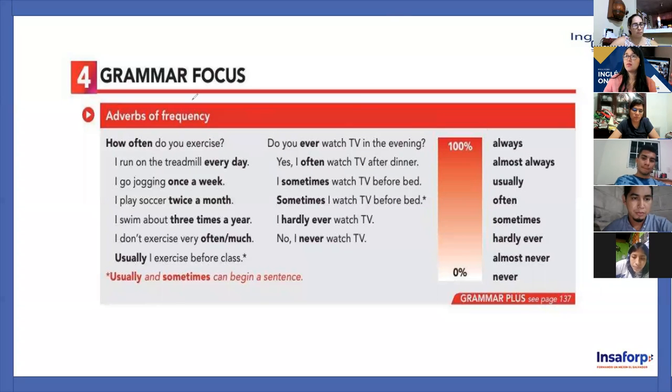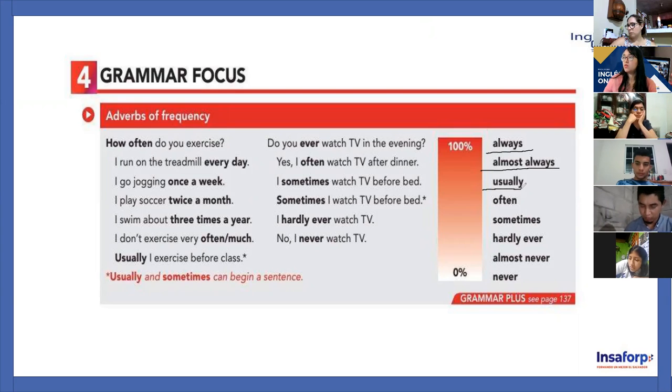Okay, so entonces vamos a la grammar focus, right? The grammar for this section. Vamos a ver los adverbs of frequency, los adverbios de frecuencia, con qué regularidad, for example, you do an activity, esos son los adverbs of frequency. Okay, tenemos el always, una actividad que siempre hacemos, almost always, casi siempre, right, un 90%, usually, una actividad que le hacemos con regularidad, let's say, usually. Por ejemplo, I usually drink coffee in the morning. Sometimes, algunas veces, right?